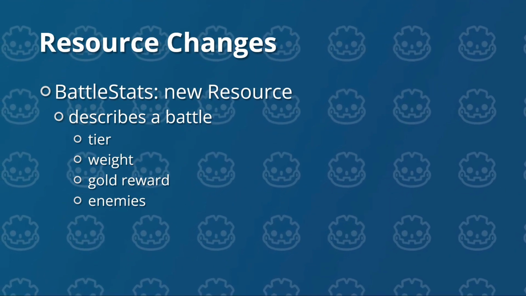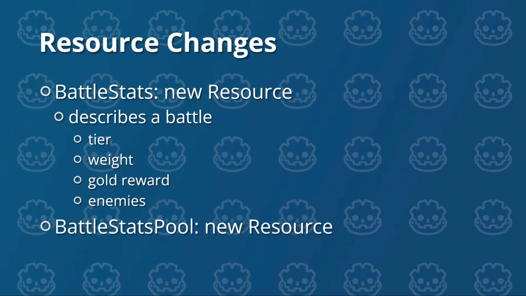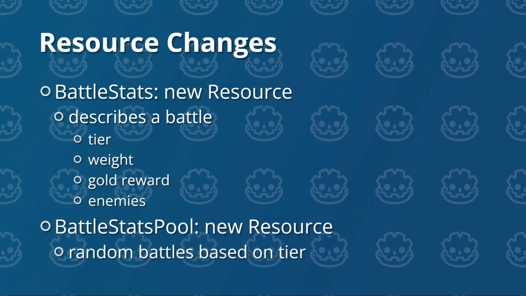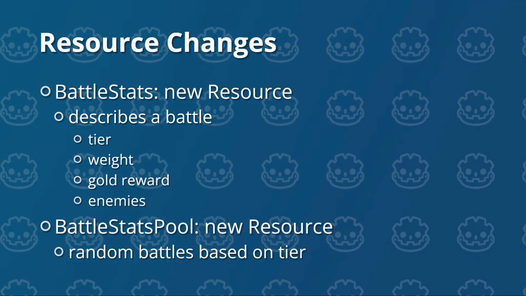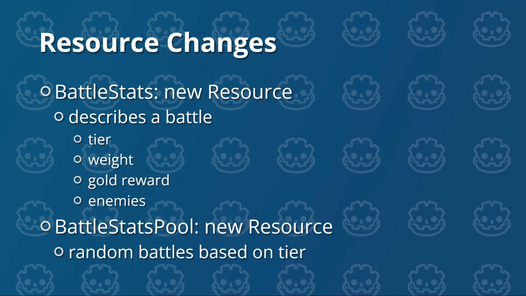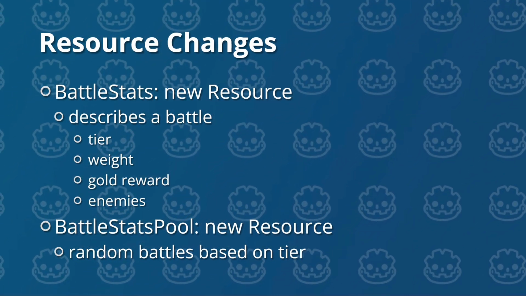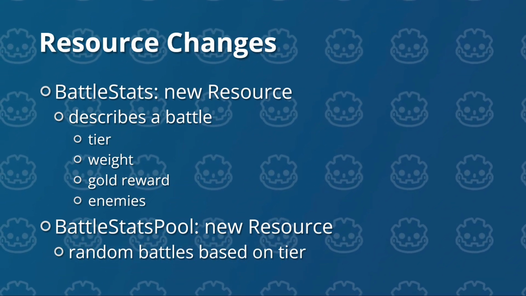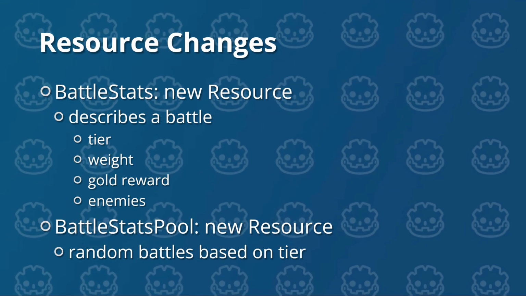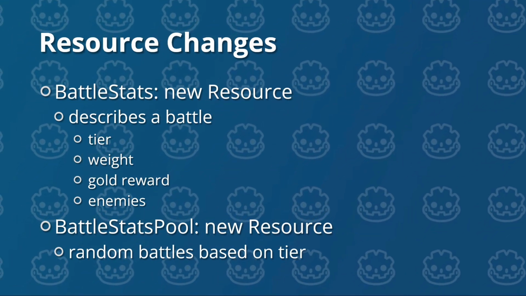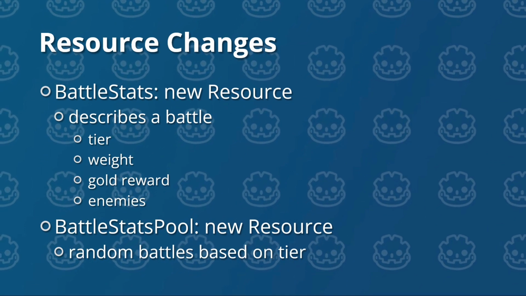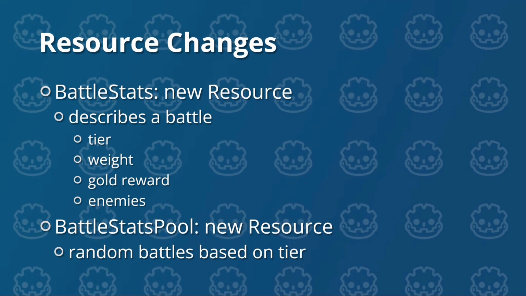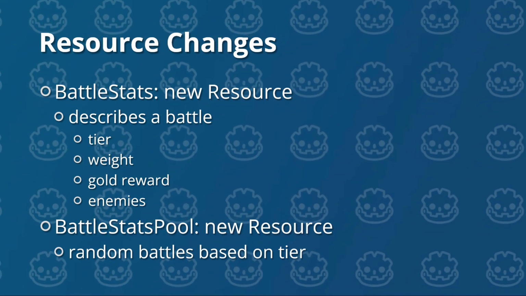The other new resource we'll be using is called BattleStatsPool, which is sort of an array of BattleStats resources which we can pick from when we generate the map. And besides it being an array of BattleStats resources, we also need to provide the functionality to pick random battles based on their tier, right? Because at the lower part of the map, we want to pick random tier 0 battles. At all the other monster rooms, we want to pick random tier 1 battles. And at the very end of the run, in the boss room, we want to pick a random tier 2 battle, meaning a boss battle, right?